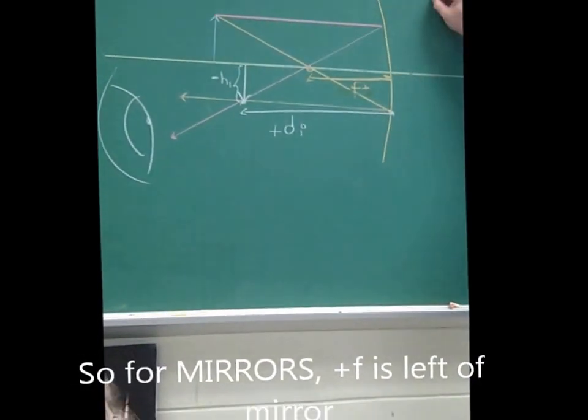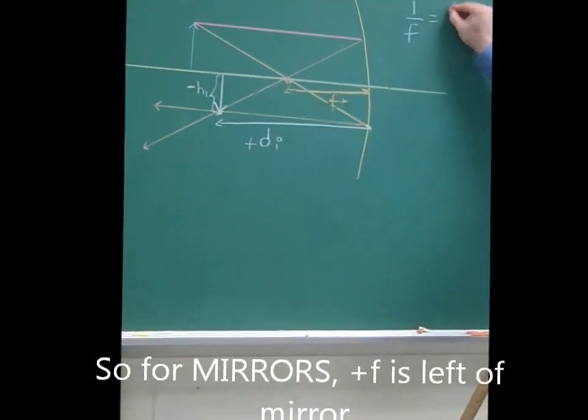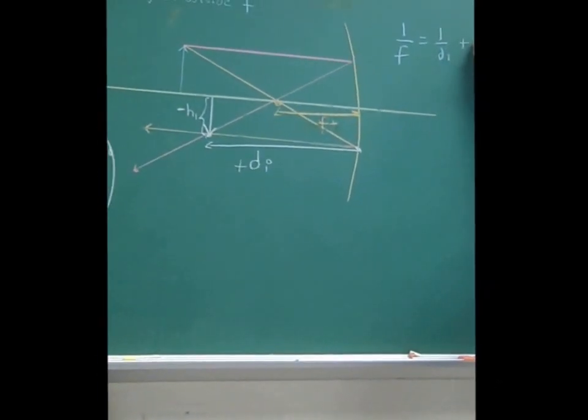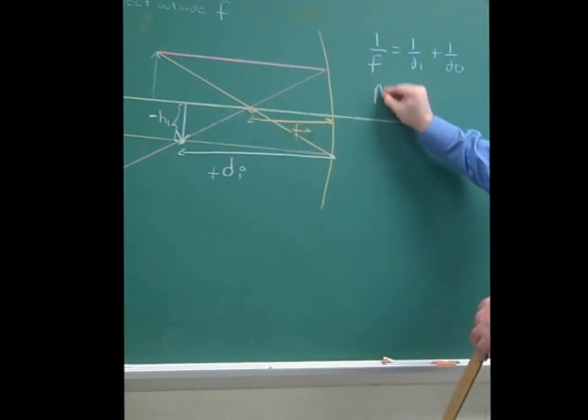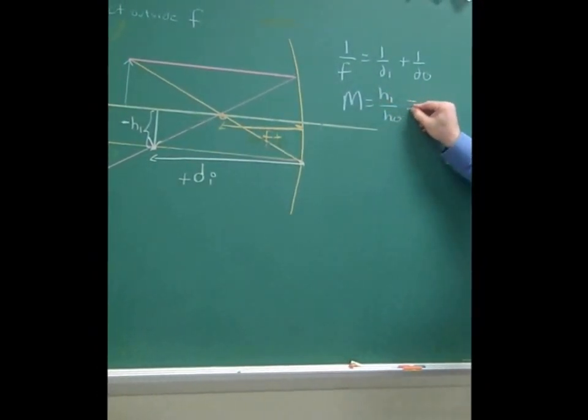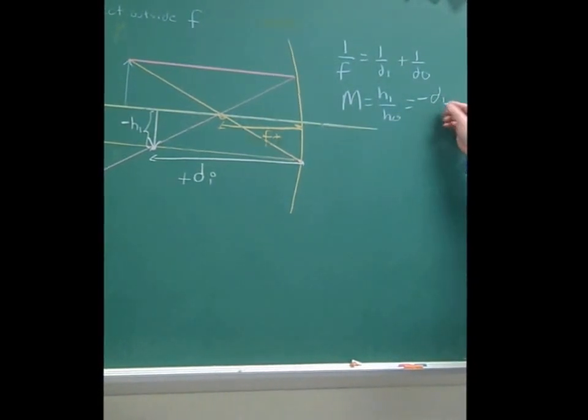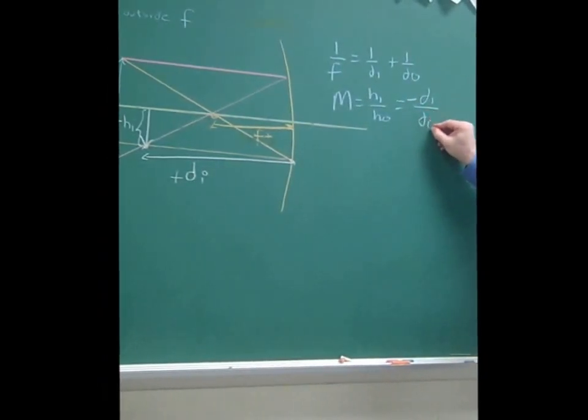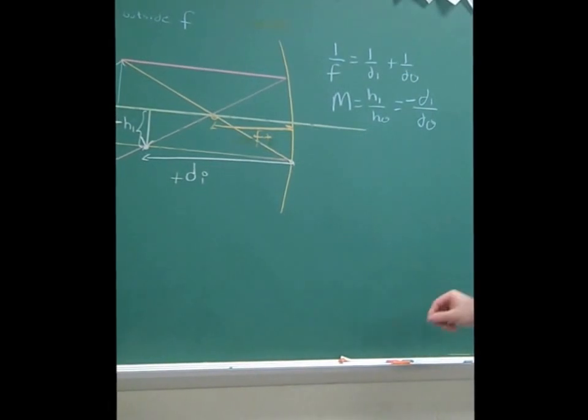Using the equations 1 over f equals 1 over di plus 1 over do, and m is hi over ho, which is negative di, or opposite of di, over do, you could solve for what's needed.